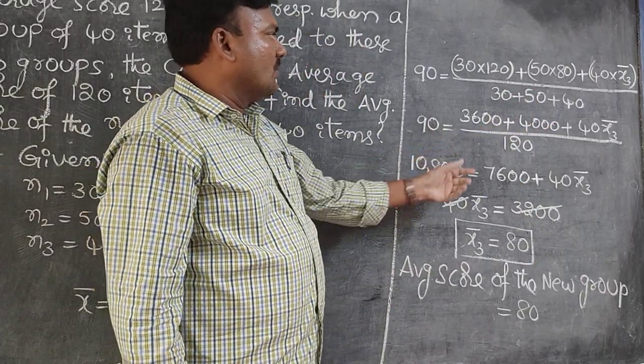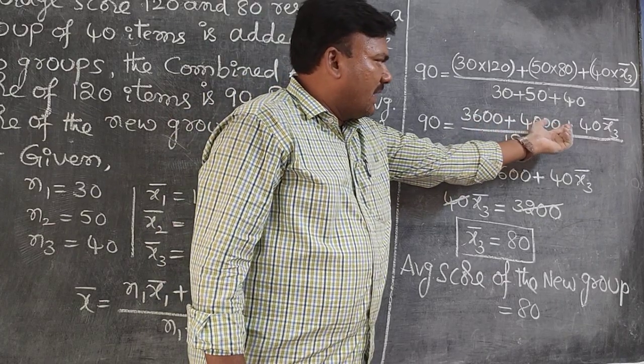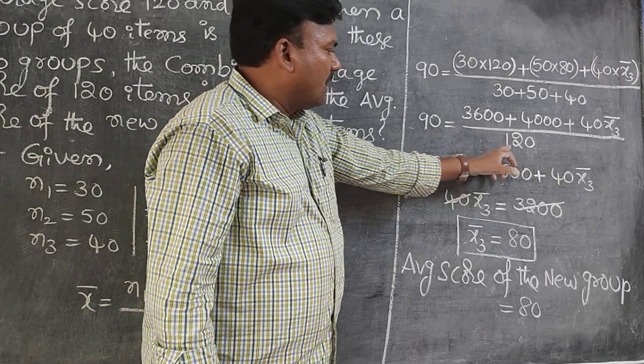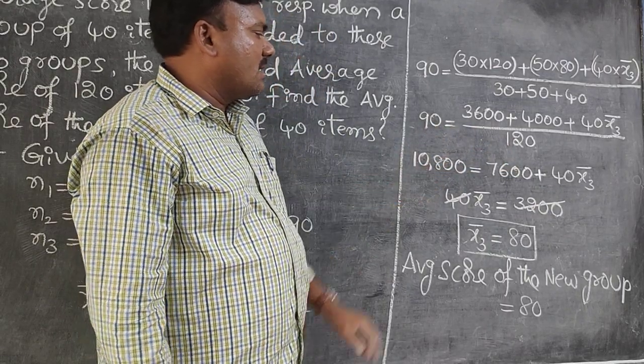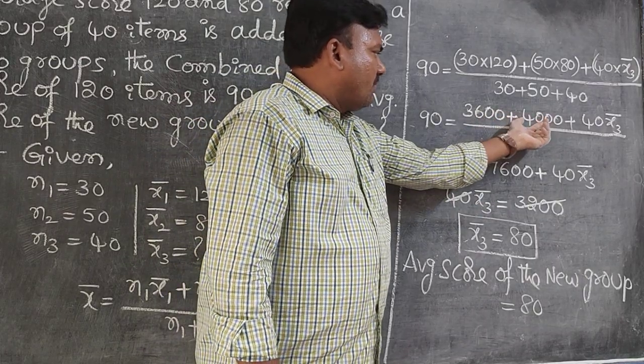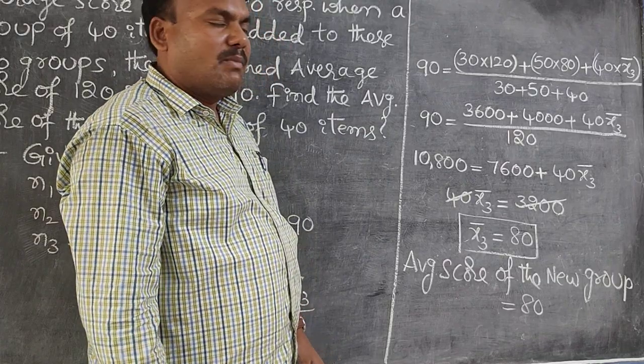Then 90 equal to 3600 plus 4000 plus 40 x3 bar by 120. Then go for cross multiplication. 120 into 90 is 10,800 equal to 3600 plus 4000, it becomes 7600 plus 40 x3 bar.